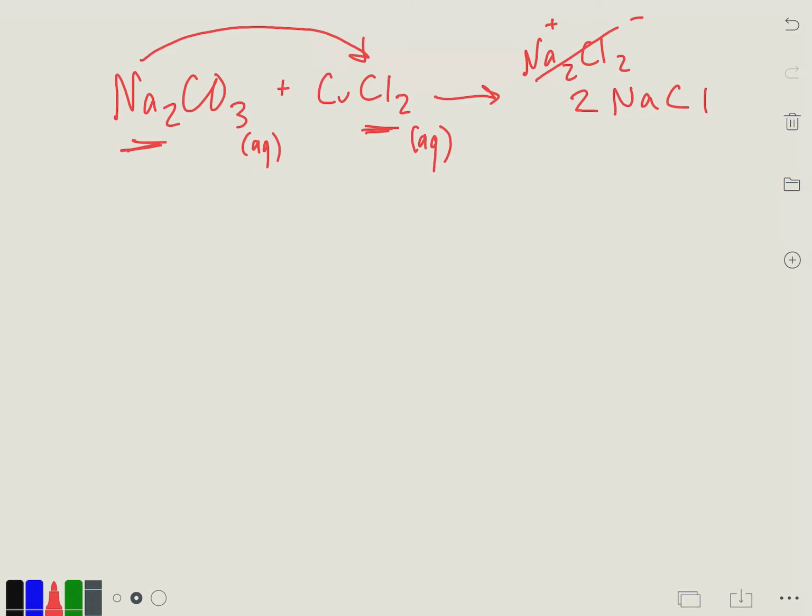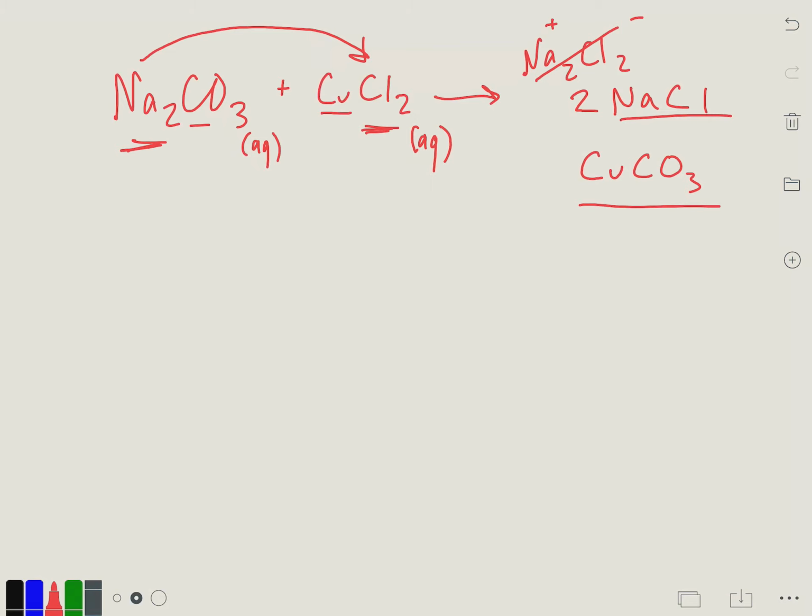The other product we get is copper and carbonate. Now copper's 2+, carbonate's 2-, so we're just going to say copper 2 carbonate. So these are the 2 products we get, NaCl and copper carbonate. Now what we have to do is look at our solubility rules and decide what's going to be soluble and what isn't.